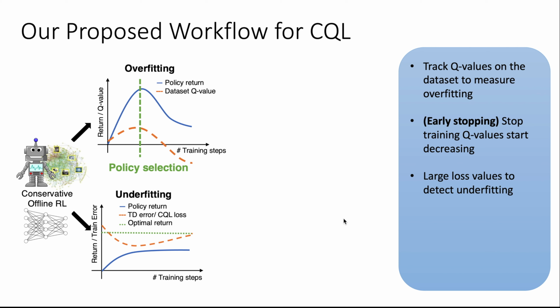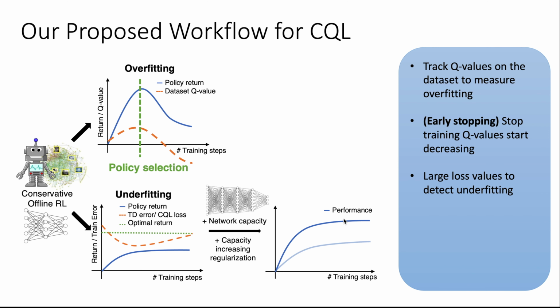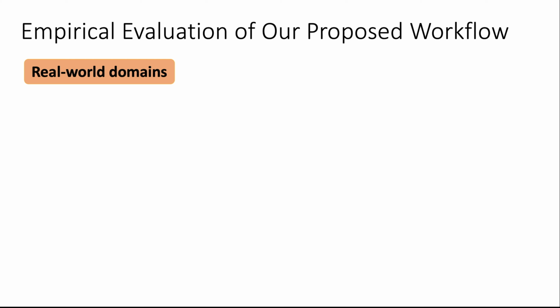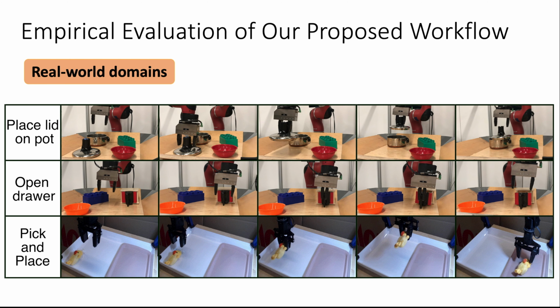Similarly, a large value of the training temporal difference error or the value of the regularizer that CQL adds indicates that the method is underfitting. In the case when the method is underfitting, we suggest that the practitioner increases the network capacity or adds some sort of capacity increasing regularization to improve performance. Whereas in the scenario where CQL is overfitting, we suggest that the practitioner adds a capacity decreasing regularizer to improve performance.